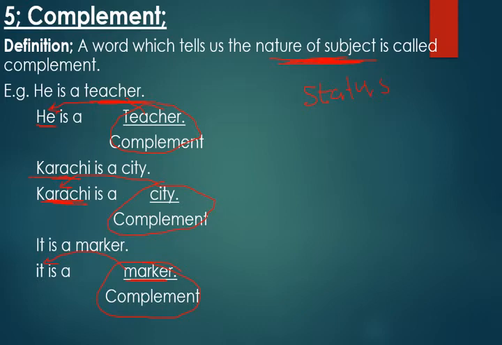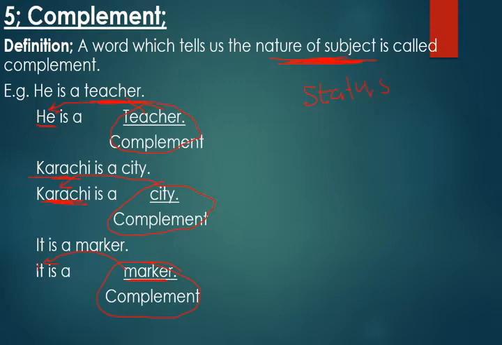Now dear students, I hope you got the lecture that complement tells us the nature of subject. Complement comes when your subject is title subject, and object comes when your subject is doer of an action. This should be in your mind. So he is a teacher, teacher is your complement.